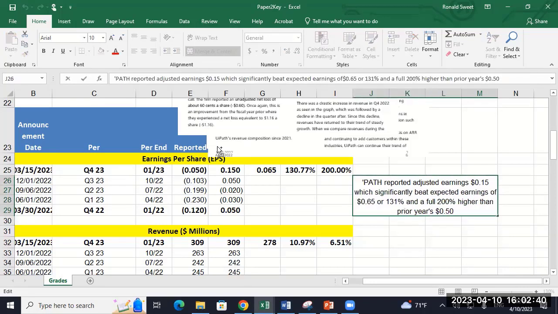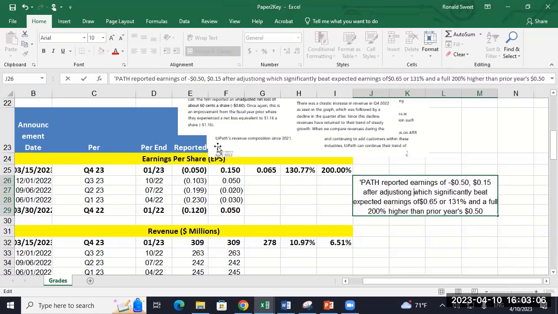Now, if he knows why they reported a negative 5 cents, reported earnings of negative 5 cents, then you say 15 cents after adjusting for whatever. Then that's all you have to ever say about the negative 5 cents. You never bring it up again.